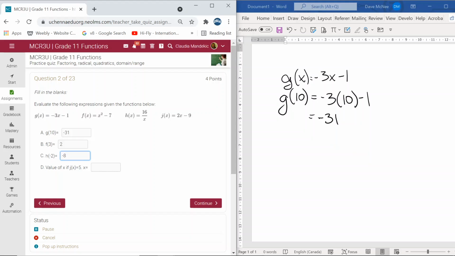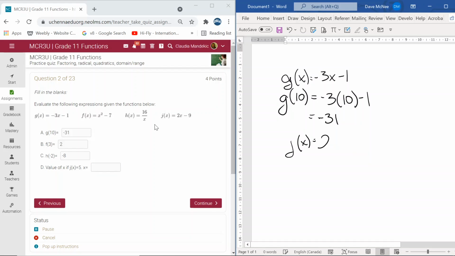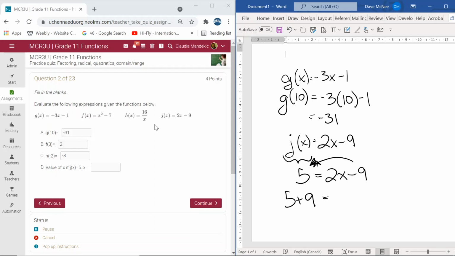D says, find the value of x if j of x is equal to 5. Looking at my j function, j of x is equal to 2x minus 9, and I'm told that the entire j of x is equal to 5. So I'm going to make the left side equal to 5 and then solve for x. Using algebra, I move the 9 over and get 14 is equal to 2x. Dividing both sides by 2, I get x is equal to 7. So that's my answer here.